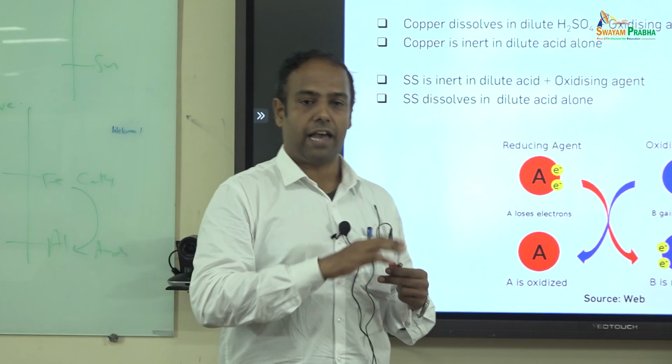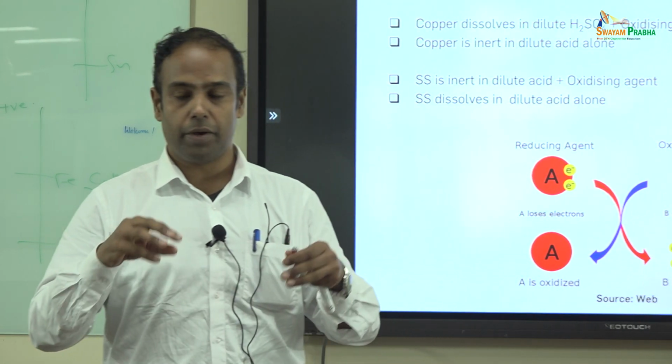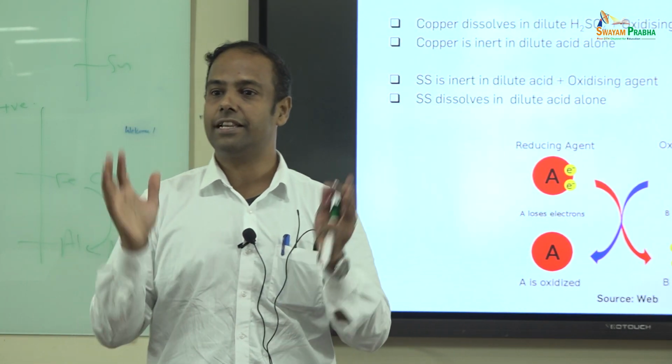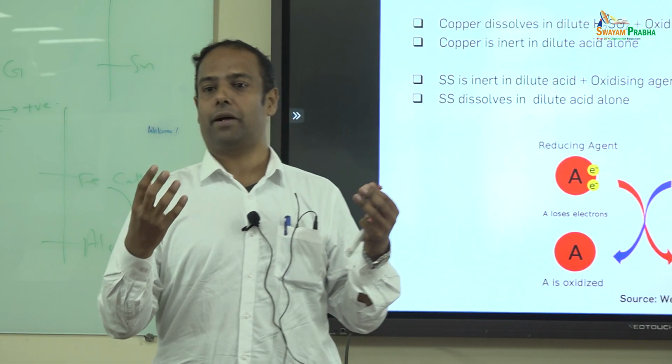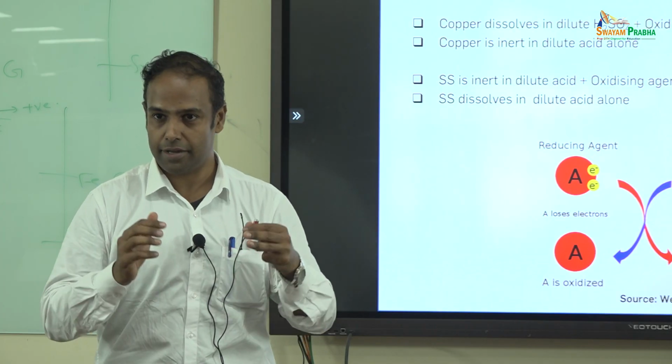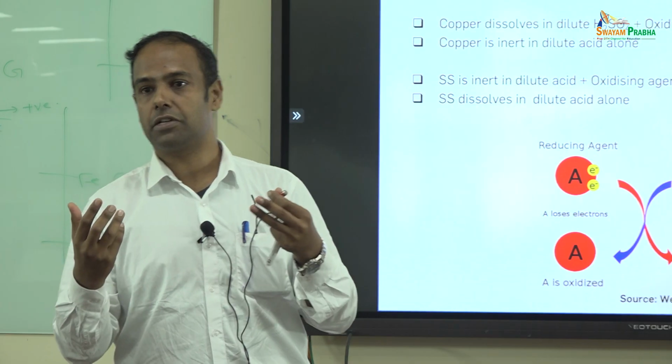Have you ever seen people storing salt in their kitchen at home? People store salt in a steel container or a stainless steel container. It will corrode. Have you ever seen that corroded utensil? What is the corrosion which you see on the surface?